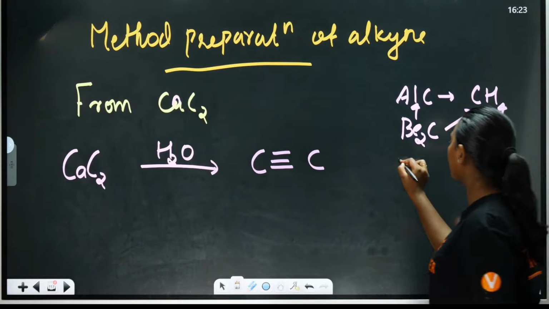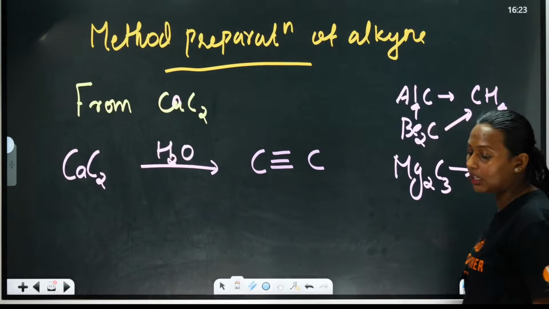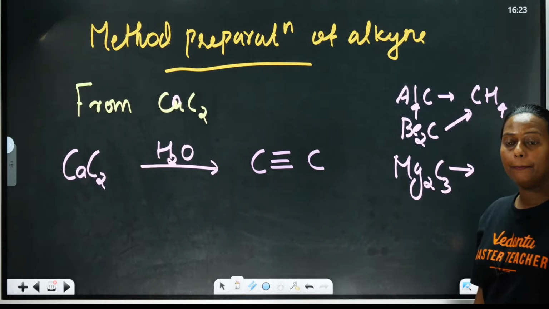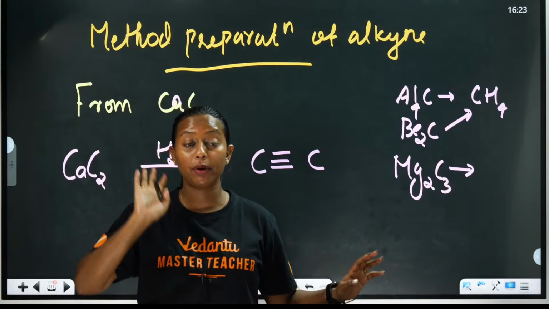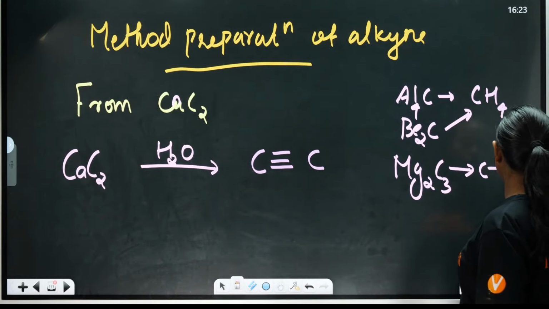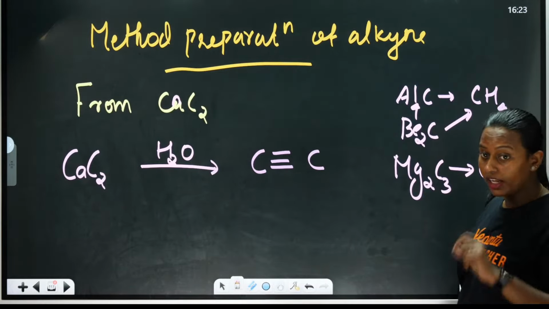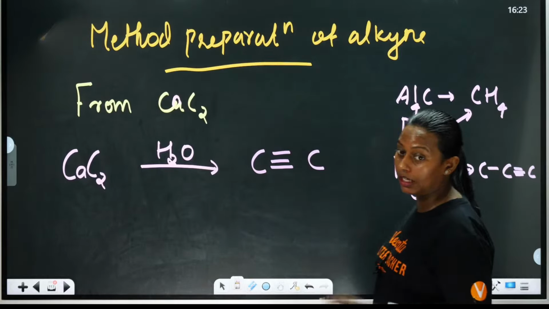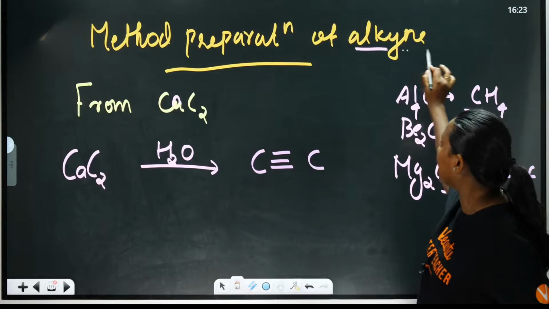But in case of magnesium carbide, Mg2C3, what do we get? We get propyne, 1 2 3. So we will get propyne from Mg2C3. It is very important. Depending on this we can tell what our product is. We will get a triple bond. It's the method of preparation of alkynes only.